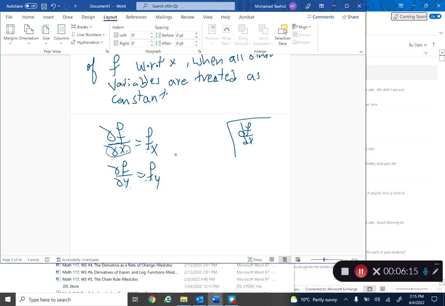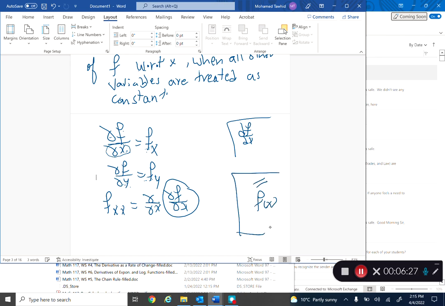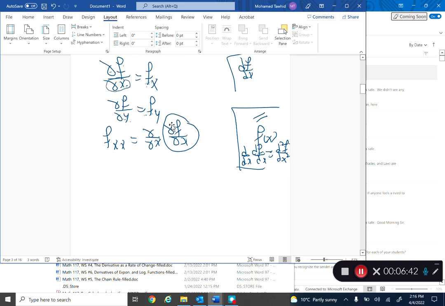If I write f sub xx, that means the second derivative with respect to x, similar to f double prime. With a single variable, f double prime is the derivative of the derivative, and if you recall, we write it d square f by dx square. Here it is the same. First you have to write f sub x.